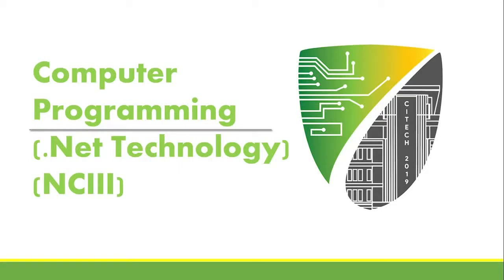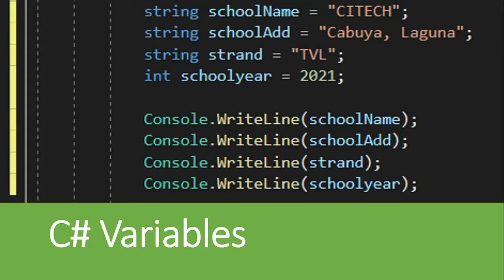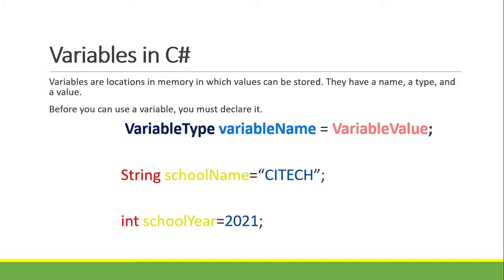Hello everyone. For our lesson today, let's discuss C# variables. So what are C# variables? These are locations in memory in which values can be stored. They have a name, a type, and a value. So basically, a variable is a storage in a C# program.